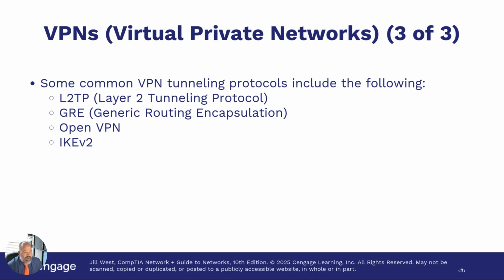Some common VPN tunneling protocols include L2TP, which is Layer 2 Tunneling Protocol, GRE, which is Generic Routing Encapsulation, OpenVPN, which is kind of the open source favorite, and then IKEv2, which stands for Internet Key Exchange version 2, obviously because version 1 wasn't good enough. Each one of these has its strengths, kind of like picking your favorite pizza topping. Some are fast, some are secure, some are flexible. The important part is that they keep your data safe as it travels through that secret tunnel.